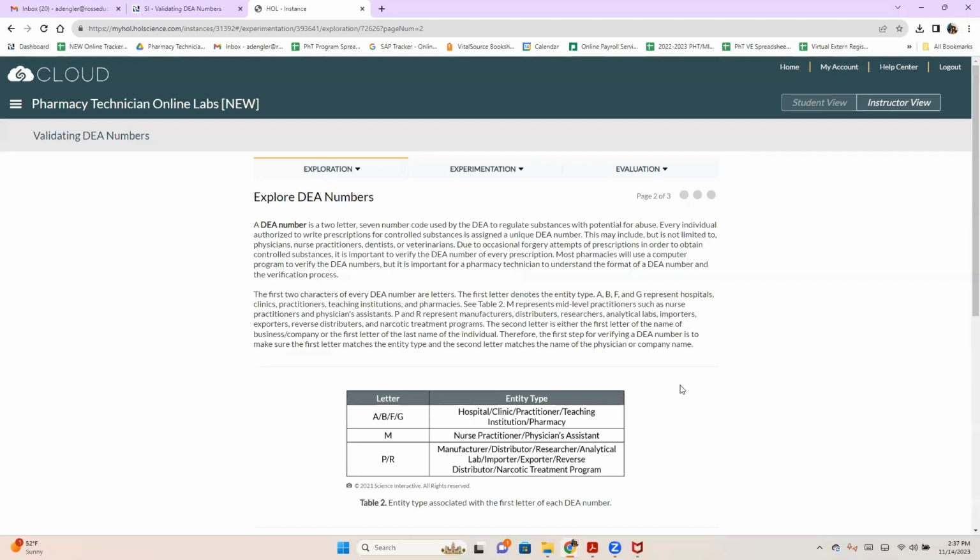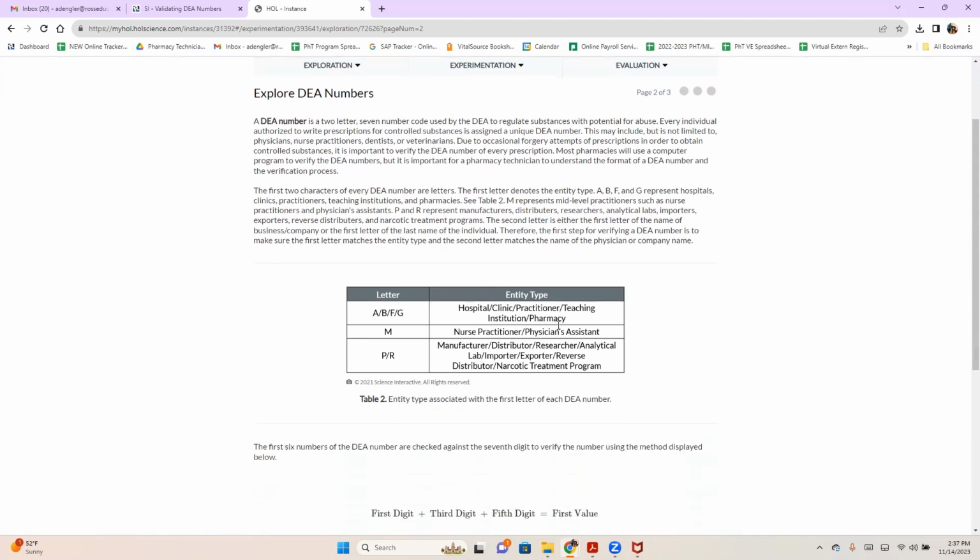Next, we're going to explore DEA numbers. If you read this paragraph here, it's going to go into more detail on how we calculate DEA numbers to verify that they're legit. So we have the different types of entities. If the person is a physician's assistant or a nurse practitioner, their DEA number is always going to start with M.